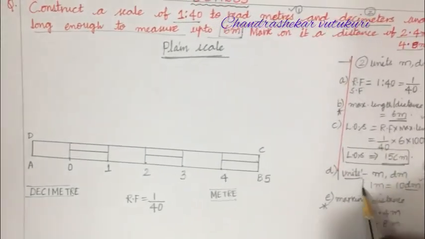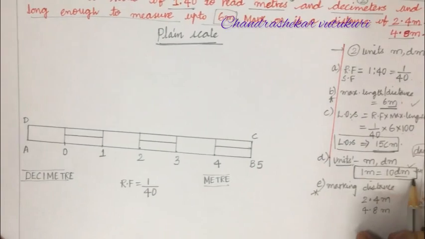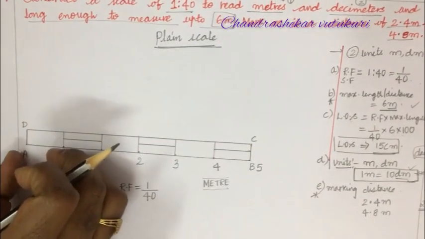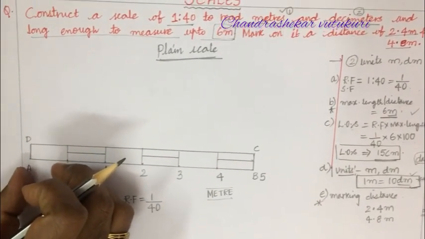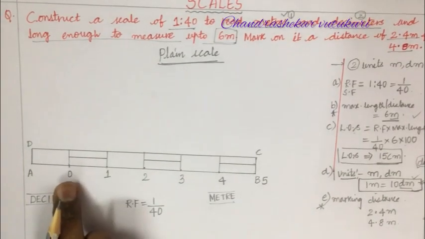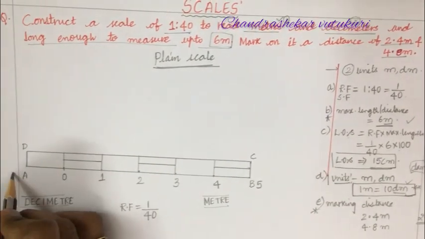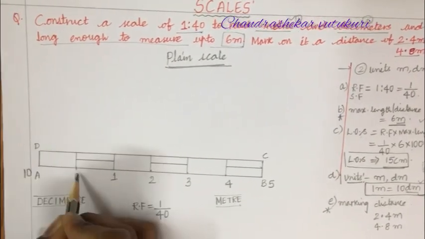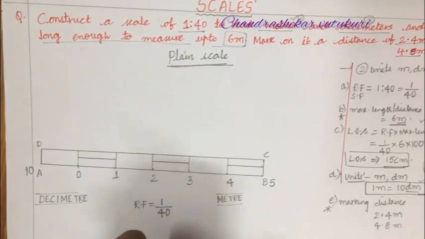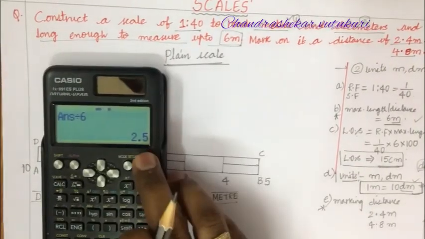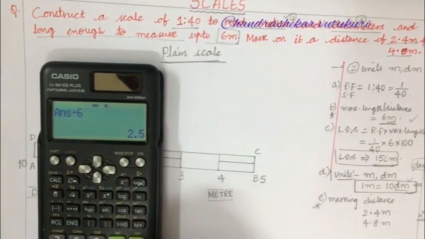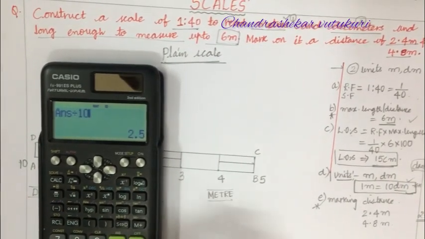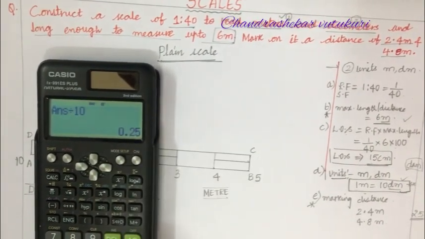As I told you, 1 meter is nothing but 10 decimeter. That means in each box it is 10 decimeter. So this 0 to A needs to be divided into 10 equal divisions. So, 0 to 10, I mean to say. So, each division is how much, dear students? 2.5. So 2.5 needs to be divided into 10 divisions, that is nothing but 0.25.